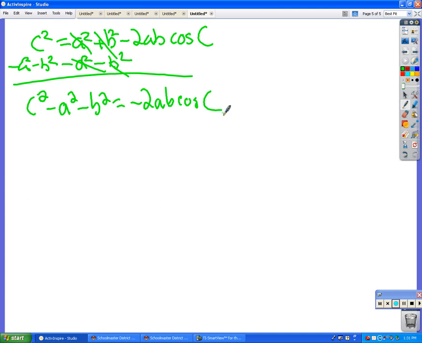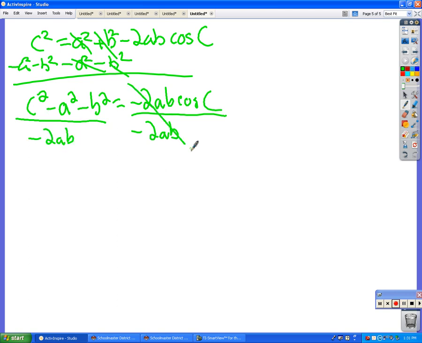Now, how do I get rid of the negative 2ab? Is that a squared add 2ab? Yes, it is. What is the negative 2ab doing to the cosine of c? We're trying to get the cosine of c all by itself. Right, divide both sides by negative 2ab.